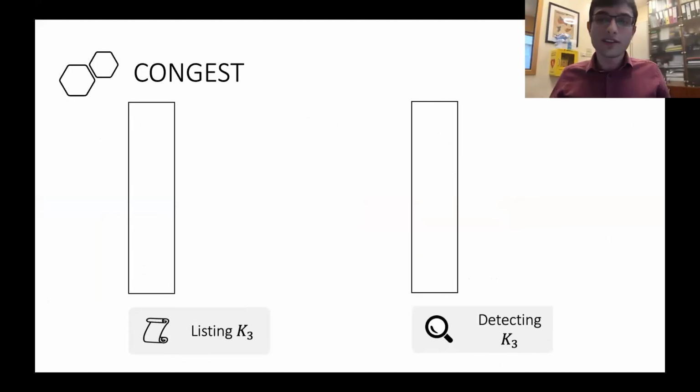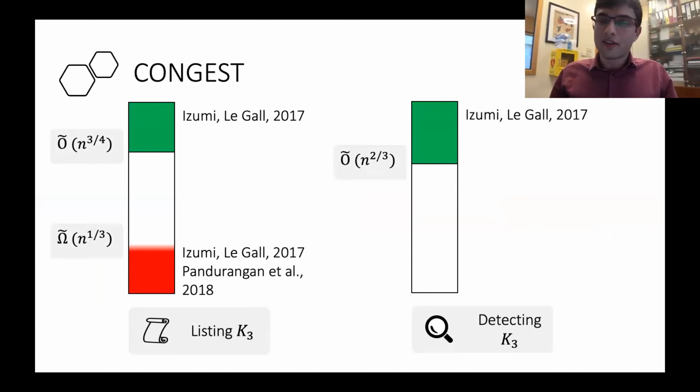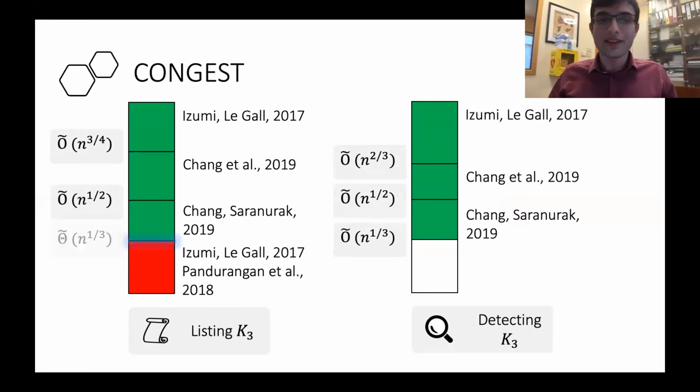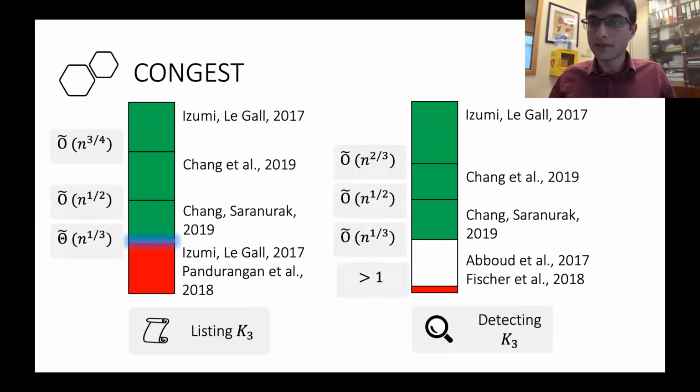Now, following the congested clique model, many researchers looked on how to do the same thing in the congest model. And so they started with the problem of K3, with triangles. And a beautiful line of works managed to show over the years how to optimally list all triangles in the congest model, while the detection problem is still open, and the only lower bound we know in that section is that we need more than one round to solve this problem in congest.